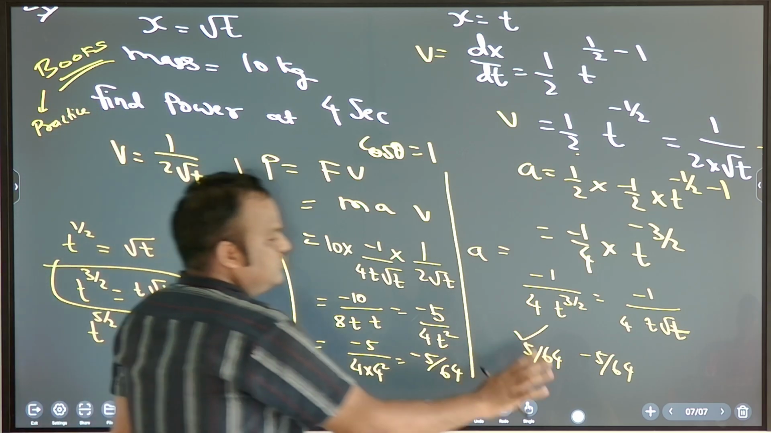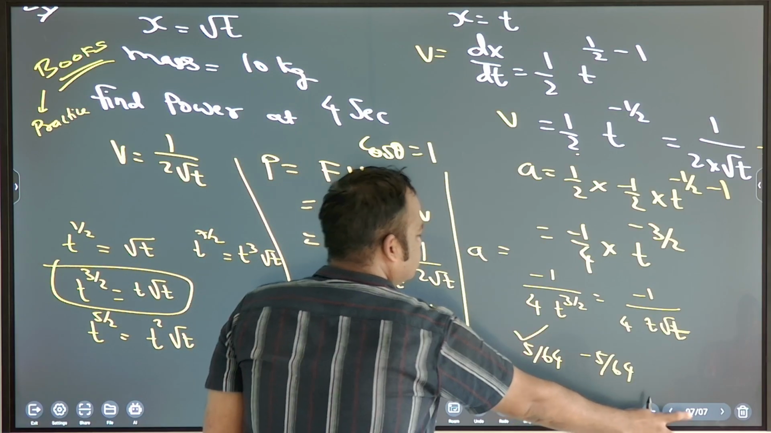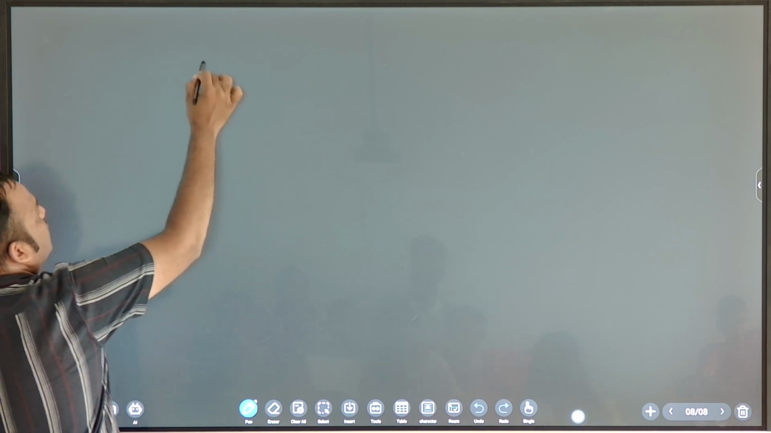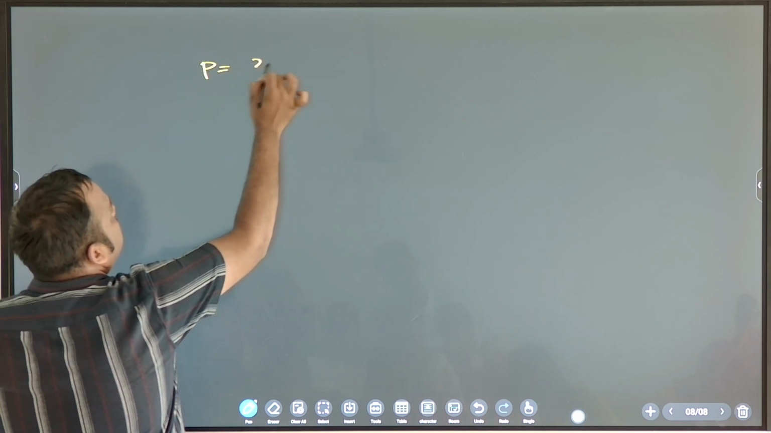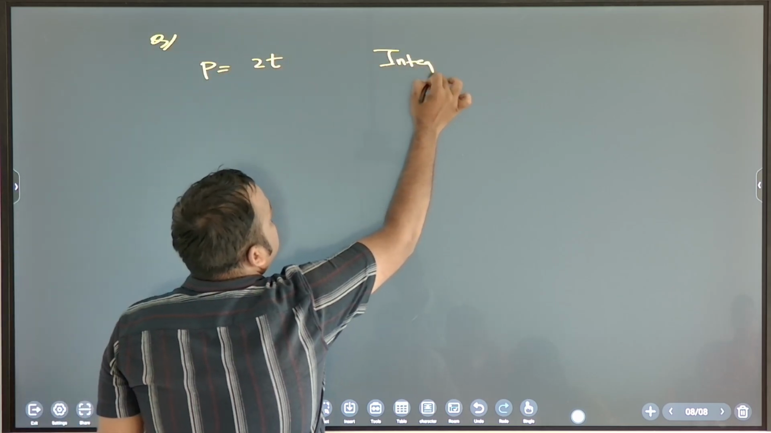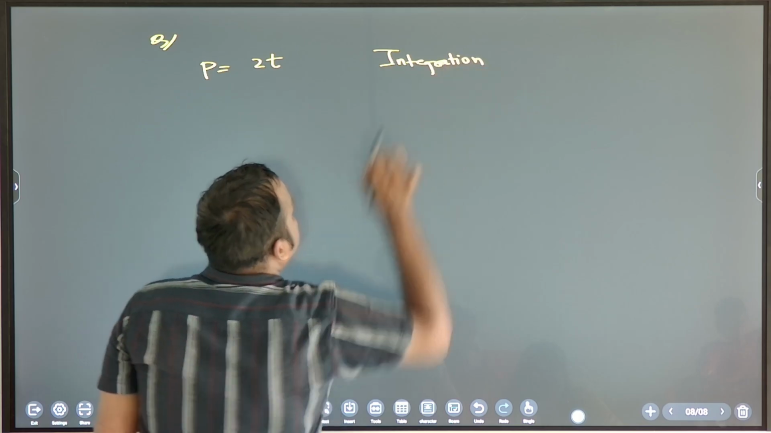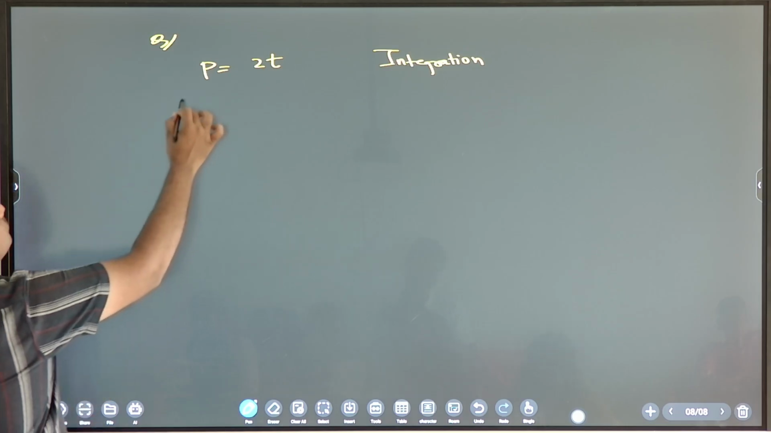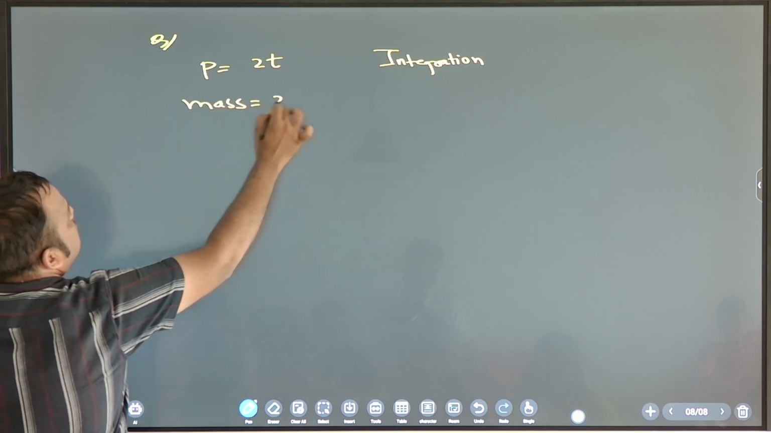Now next question, you write down. Now I am giving power: P is equal to 2t. Now this is integration. Power is equal to 2t. Mass is 2 kg.